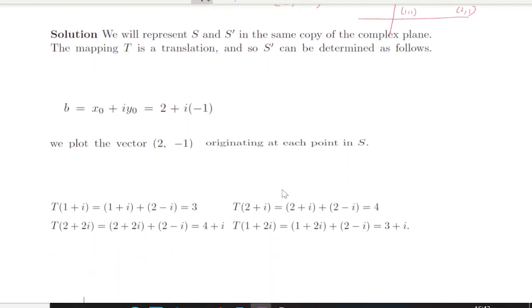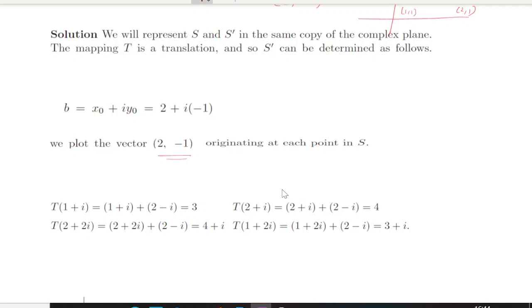We have b equal to x naught plus i y naught, that is 2 plus i into minus 1. Then we plot the vector 2, minus 1 originating at each point in S. So we will find the image of 1 plus i, that is one vertex, 1, 1. That has been moved to 3. Next, 2 plus i is moved to 4. Next, 2 plus 2i is moved to 4 plus i.